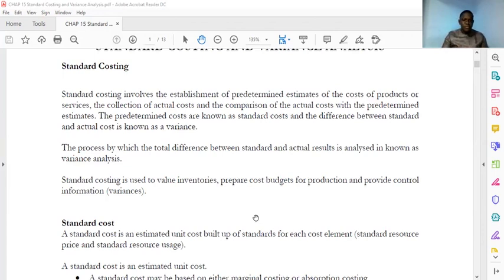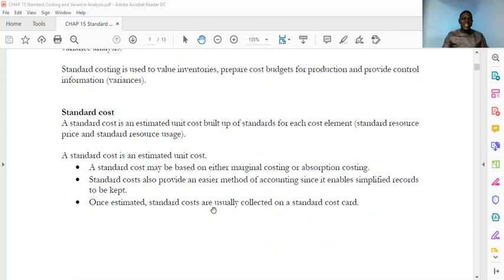And so what is a standard cost? We looked at standard costing. Now, what is standard cost? A standard cost is an estimated unit cost built up of standards for each cost element. So we know the cost element.